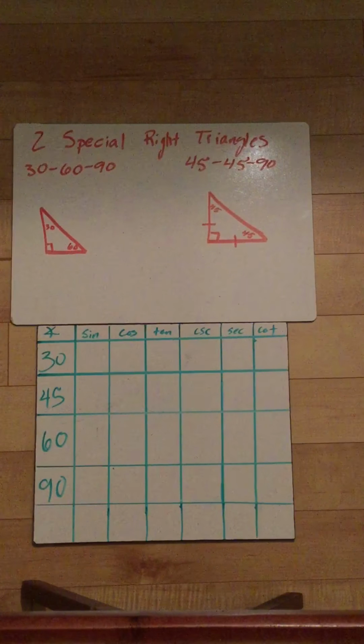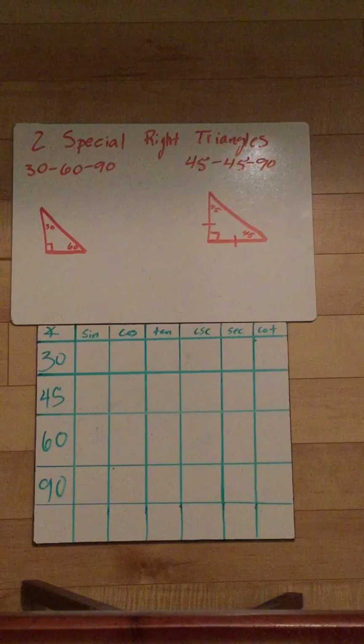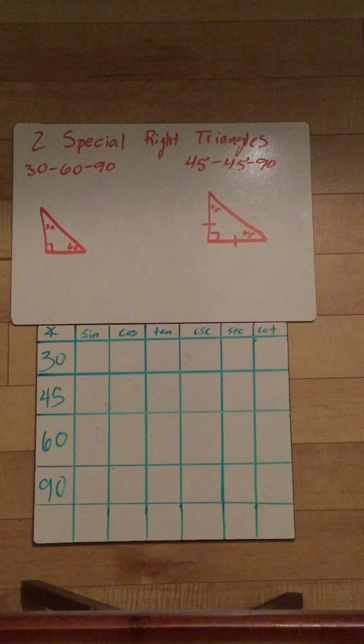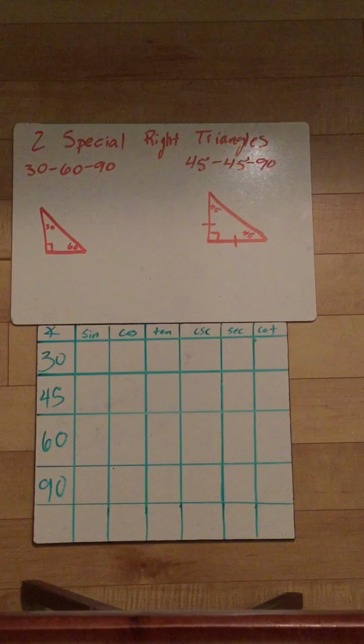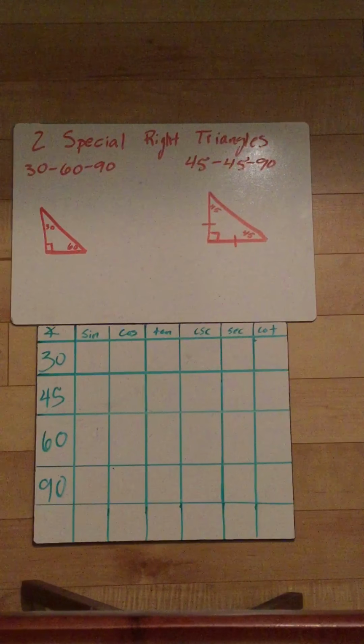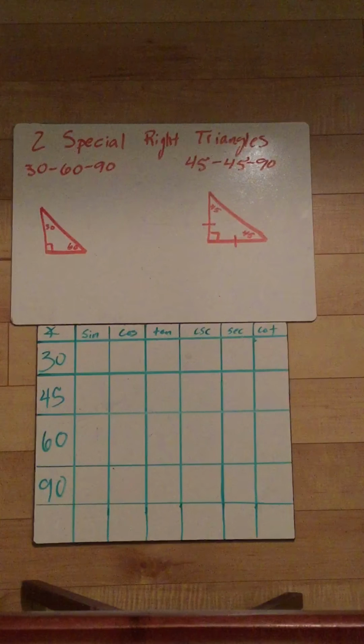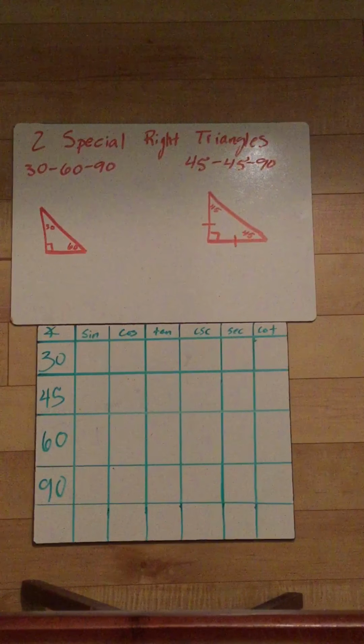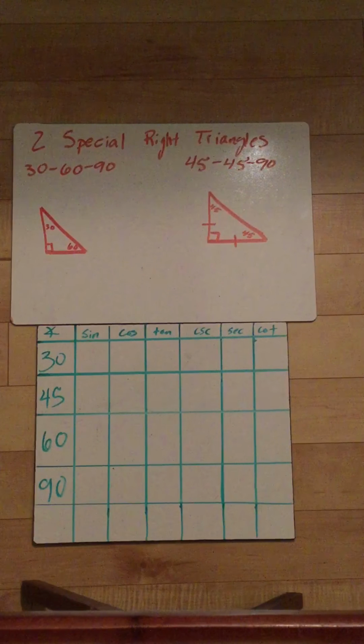So here's a quick introduction to how to do trigonometry. There are two special right triangles that we're going to talk about today. One of which is the 30, 60, 90 right triangle, and then the 45, 45, 90 right triangle, which will help you begin your understanding of the unit circle.